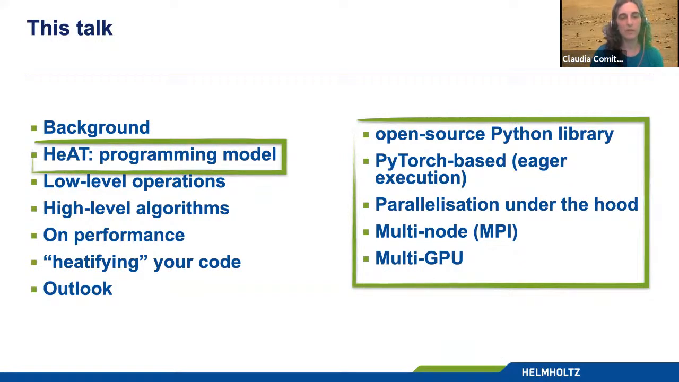Okay, just a few words now about the library itself. Heat is an open source Python library. It's based on PyTorch, which allows us the eager execution paradigm approach that we so much enjoy in NumPy and SciPy, and so much miss, at least I, in TensorFlow, for example. It offers multi-node support via message passing interface and multi-GPU support as well. And well, the parallelization of the operations and the algorithms is basically under the hood. You don't need to worry about that. I'm going to show you an example or two later.